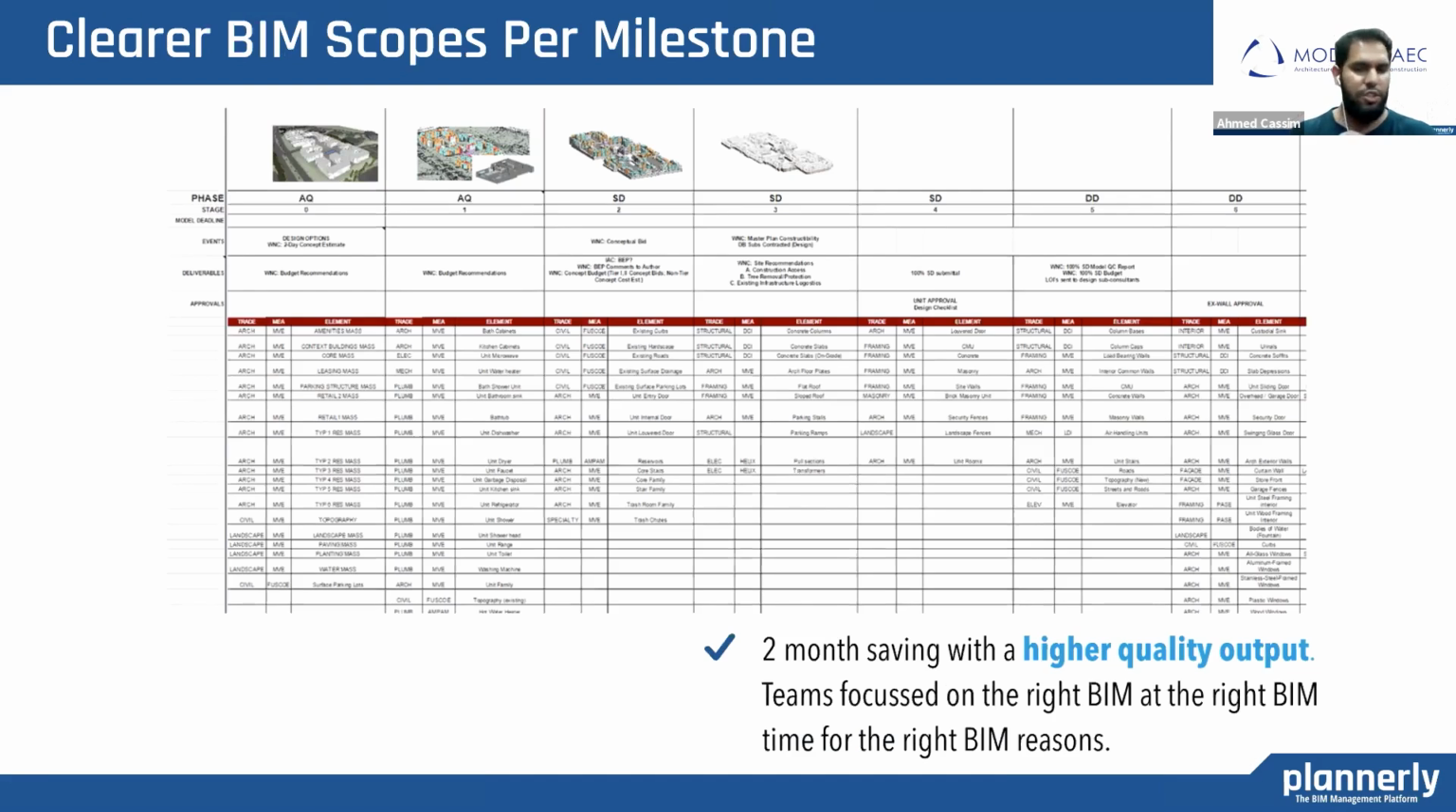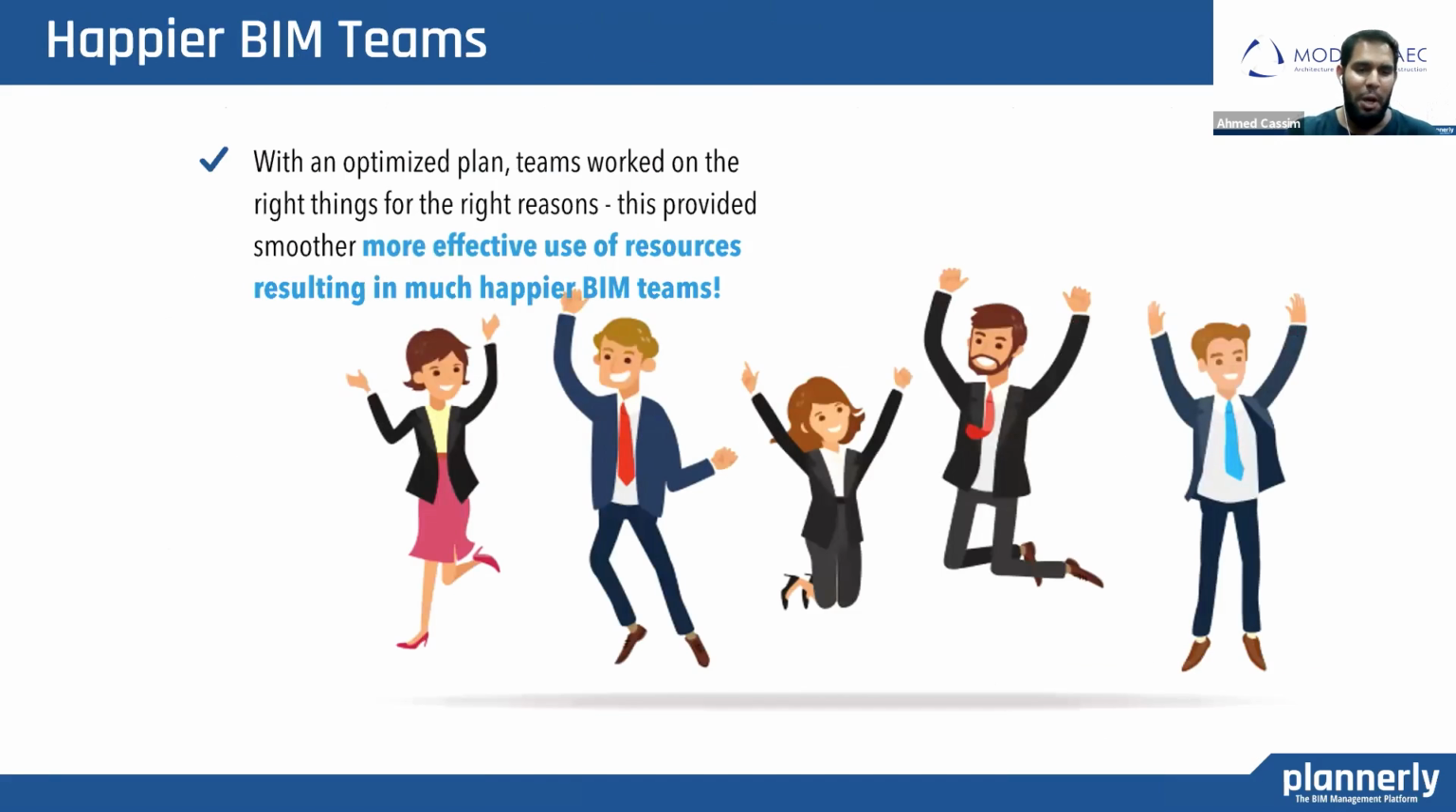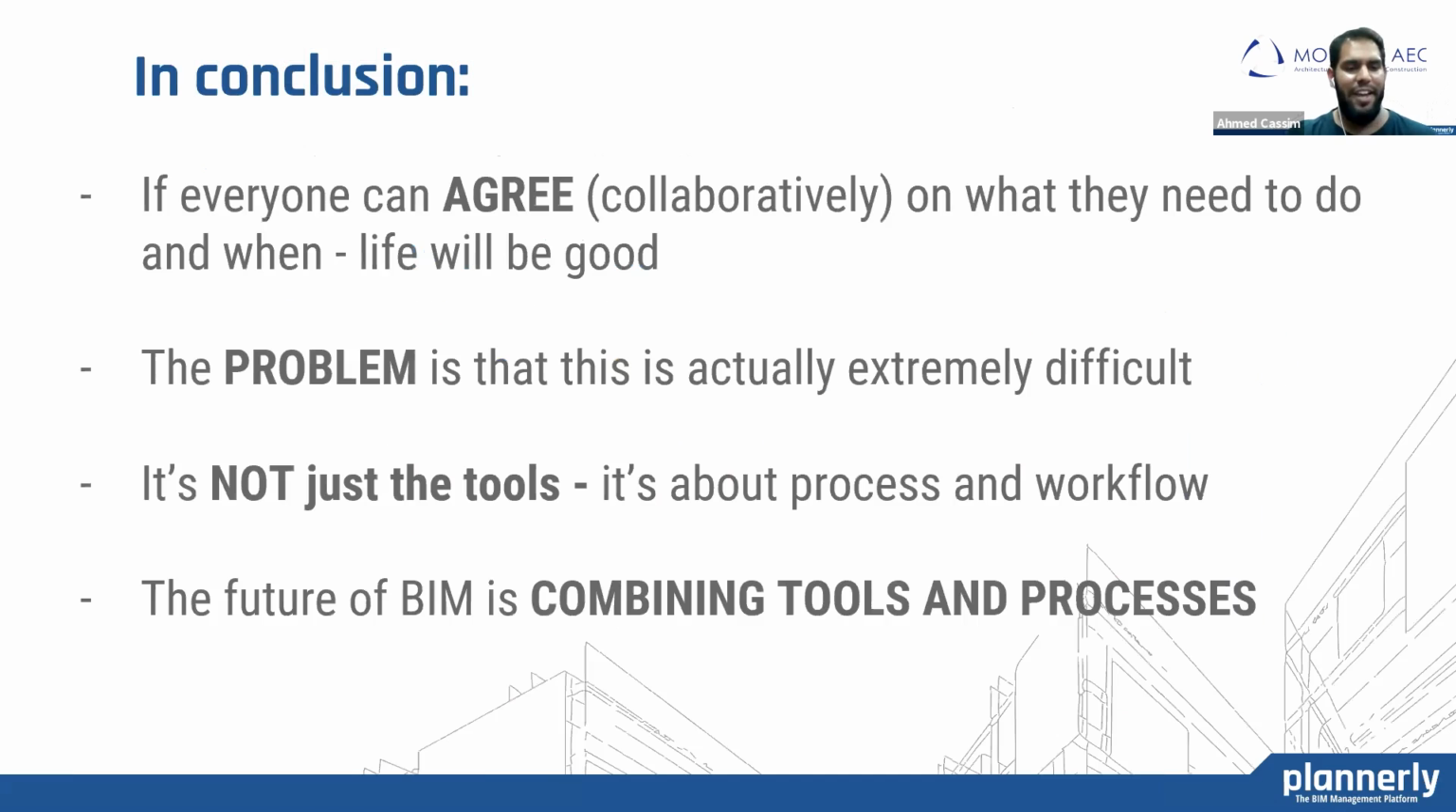So clearer scope, smaller batches of work, and an output that was quicker and better for everyone. And you also end up with happier teams, because you are doing more focused and more effective work. So in conclusion, if everyone can agree in a collaborative way what they need to do and why for the good of the project, life will be good for everyone.